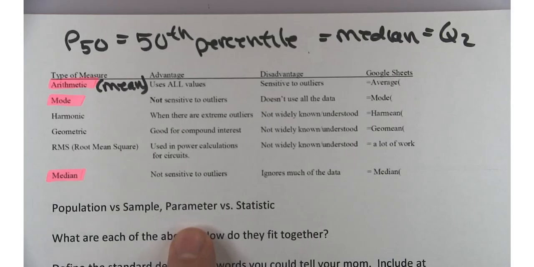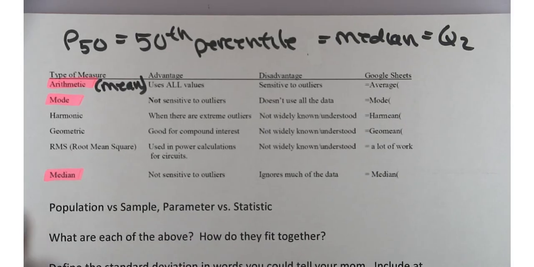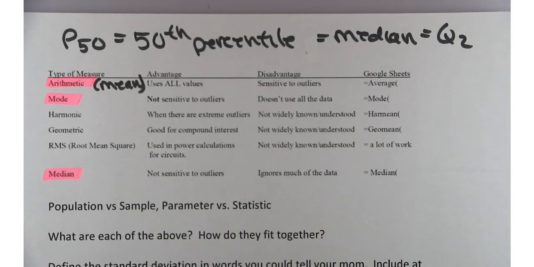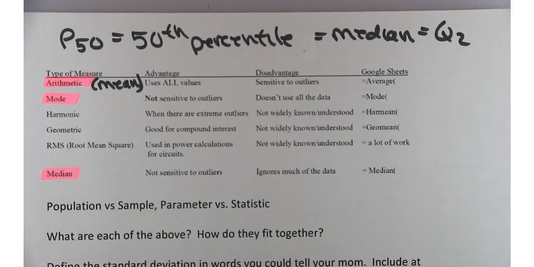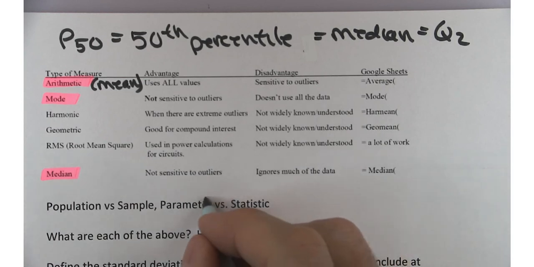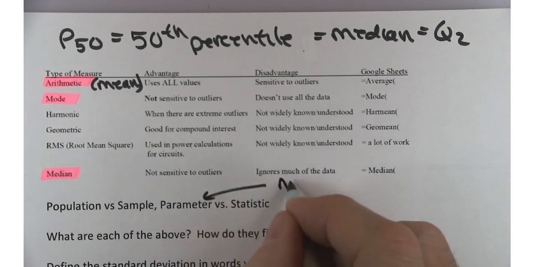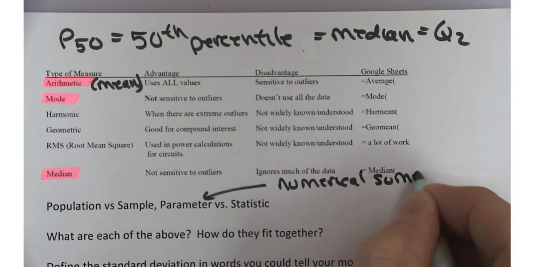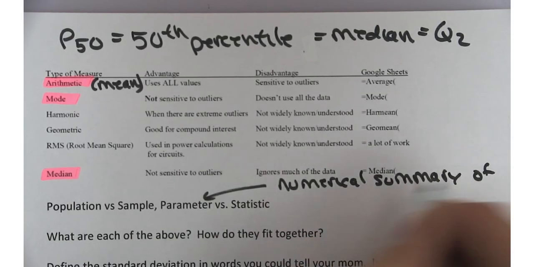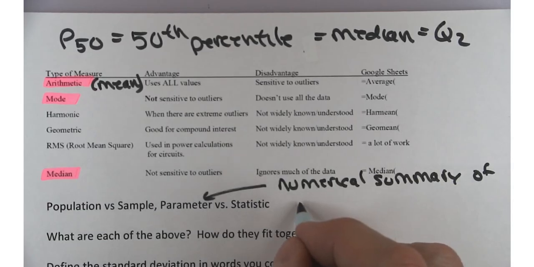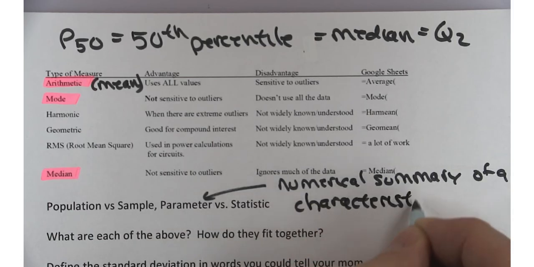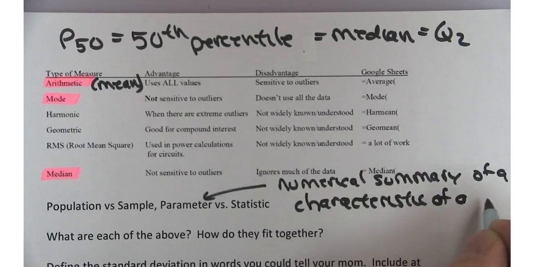What's a parameter? Numerical value of a population? Numerical summary of a population, yes. Numerical summary of a population. So, numerical summary of a population. Let me put, of a characteristic of a population.